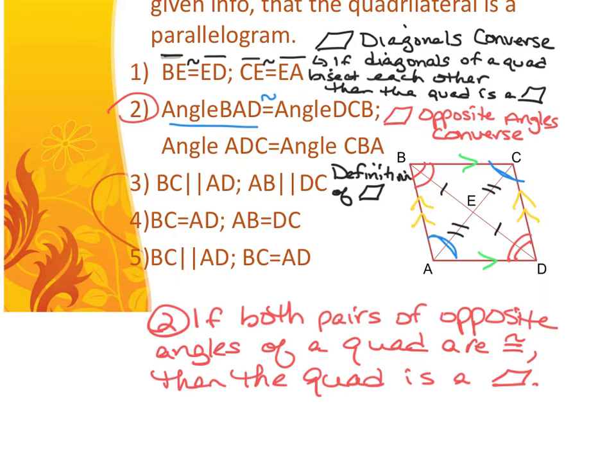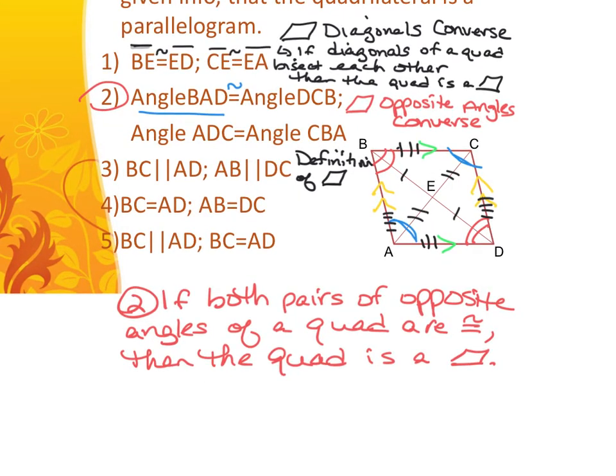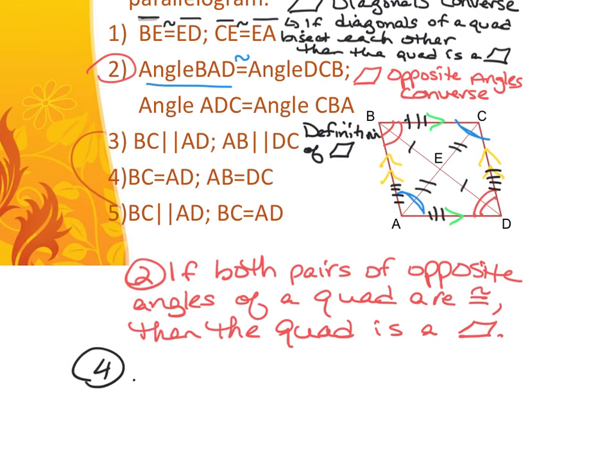This time they're telling me that BC is congruent to AD and AB is congruent to DC. And actually, I've already used these markings. Let me make this 3, 1, 2, 3, and then 4, 1, 2, 3, 4. So the name for this one is the opposite sides converse. So let me just write everything down here. Number 4 is going to be the parallelogram opposite sides converse.